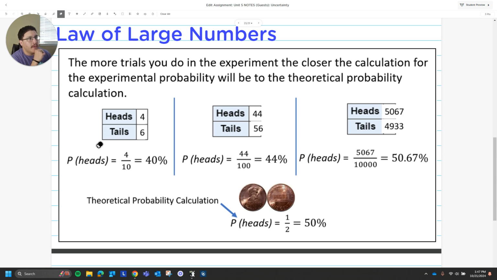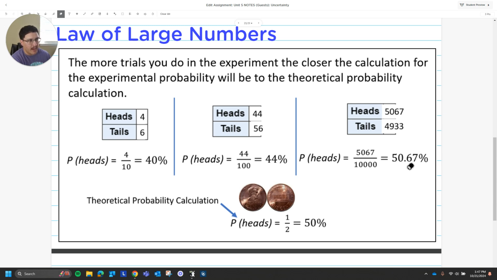Now, let's say the first experiment is 4 out of 10. So we get 40% heads. Okay. Now let's say we keep going. 44 out of 100. Then we get 44%. Now, let's say we keep on going further. Heads ends up becoming 5,067. Tails is 4,933. The probability then becomes even closer to the theoretical one.